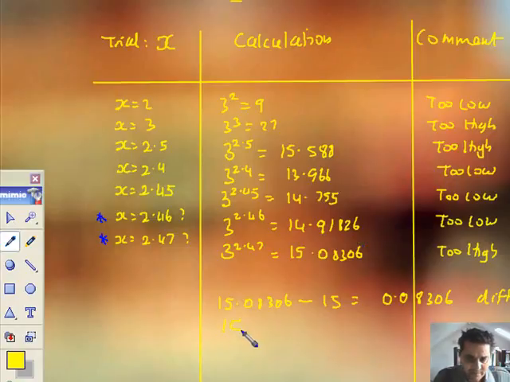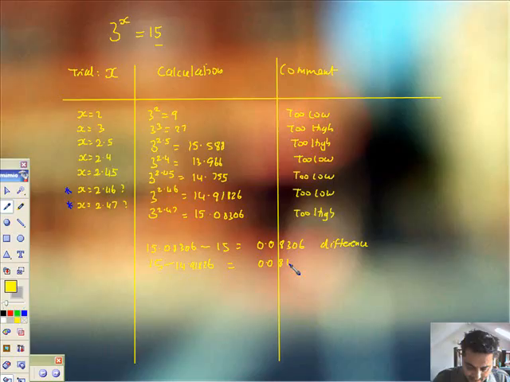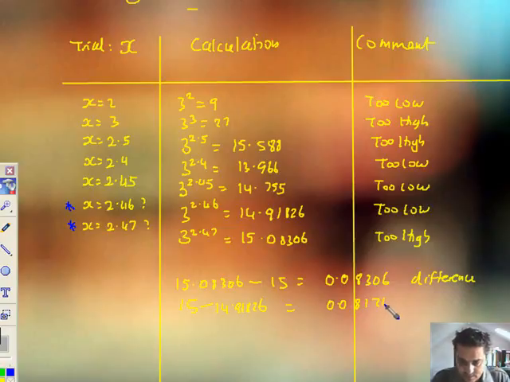Okay, so 15 take away that one, 14.91826. That gives me a difference of 0.08174. Again, I can't read my writing, I did it yesterday. So 15 take away 14.91826. Yep, it was a 7. And that's the difference there.